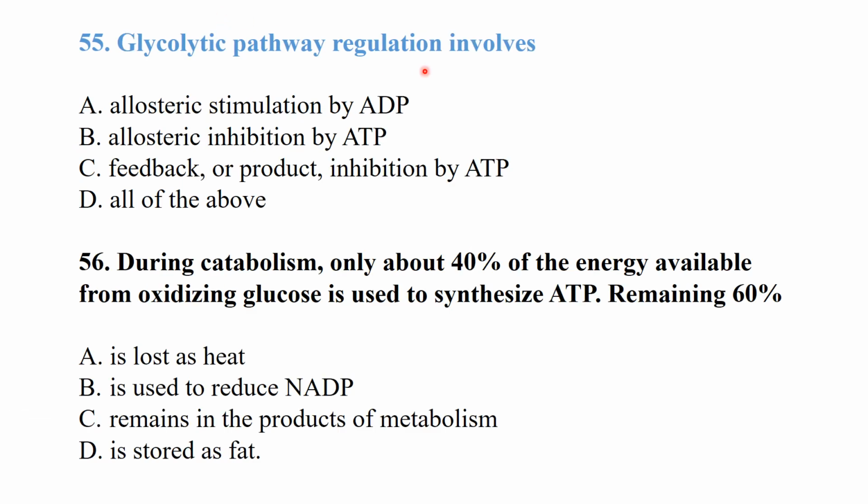Glycolysis pathway regulation involves all of the above: allosteric stimulation by ATP, allosteric inhibition by ATP, feedback or product inhibition by ATP. During metabolism, only about 40% of the energy available from oxidizing glucose is used to synthesize ATP. The remaining 60% जो होती है, that is lost as heat.